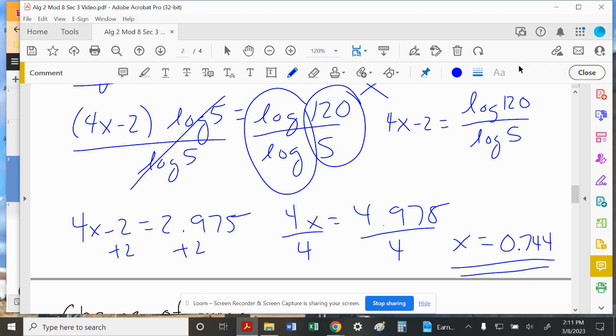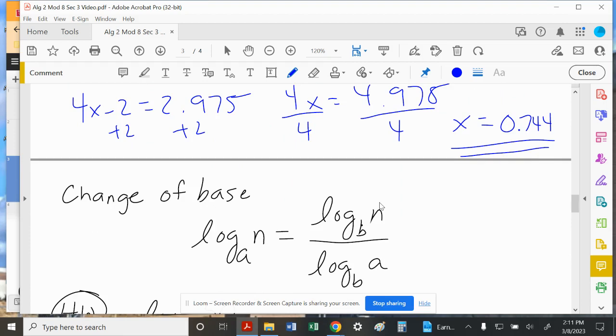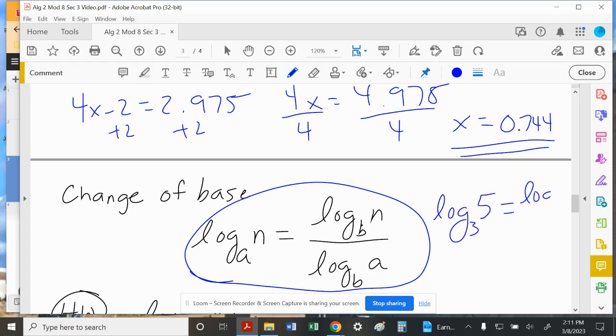Okay, now we're going to look at the change of base formula. So the change of base formula says that if I have the log a of n equals log b of n over the log b of a, this is how I would solve it. So notice that I can do something like that. I'm just going to make up some numbers. So if I say log base 3 of 5, that's going to equal the log 5 over log 3.